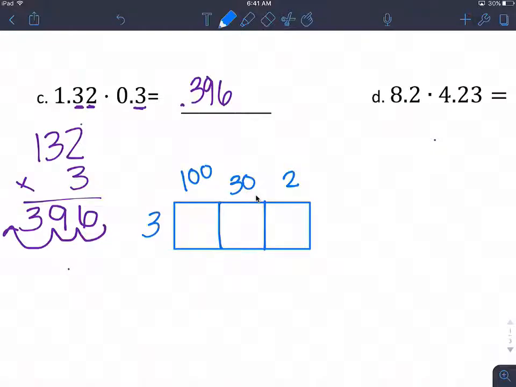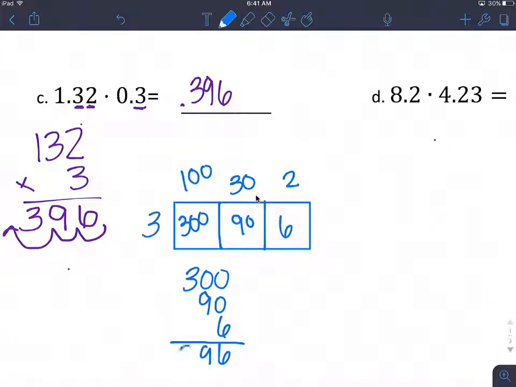So 3 times 100 is 300. 3 times 30 is 90. 3 times 2 is 6. So now I just need to add that up. 300 plus 90 plus 6, making sure to line them up very carefully. And I get 396. Again, same thing with my decimals. I know I have 1, 2, 3 numbers that come after the decimal. So I move it 1, 2, 3 times, and I get the same answer.